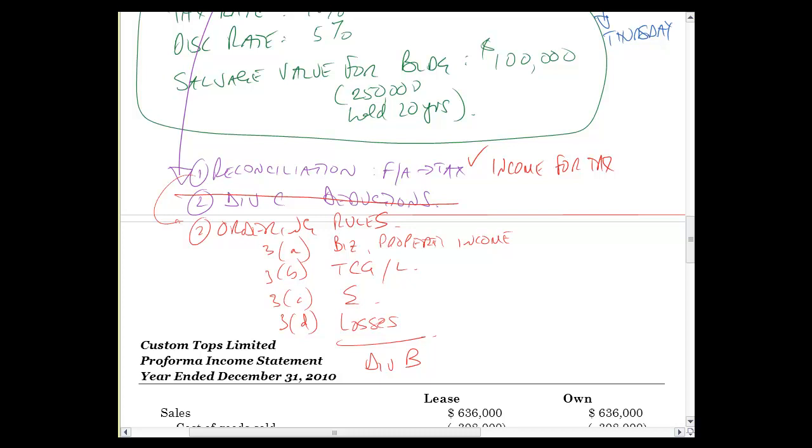If I'm asked to do the ordering, it usually means the ordering rules cause us trouble in two places. First, it means you have to separate these things out. So financial accounting doesn't do this.